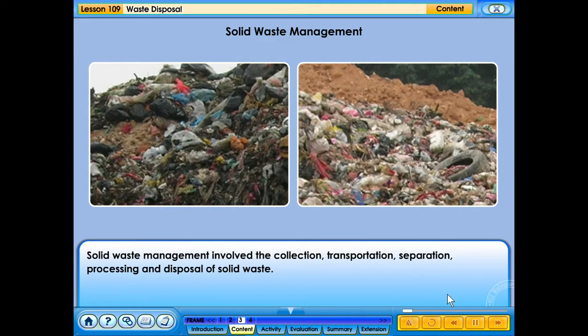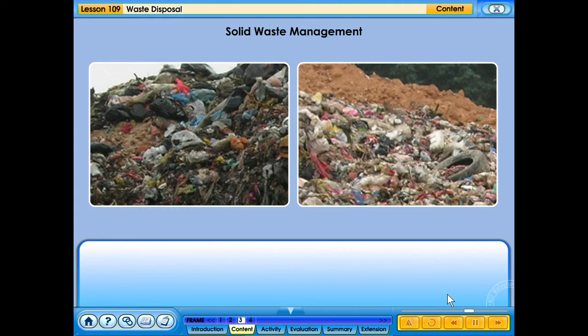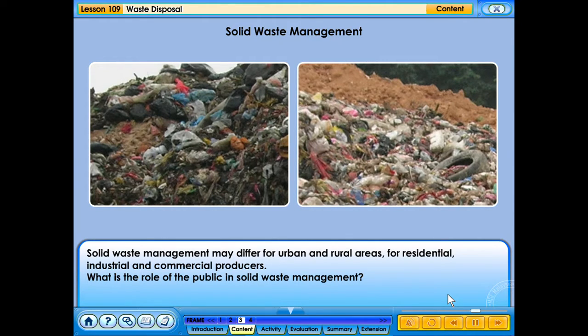Solid waste management involves the collection, transportation, separation, processing, and disposal of solid waste. Solid waste disposal has to be managed carefully in an effort to reduce their effects on human health and the environment. The global issues today are to reduce these effects and to recover resources from them. Solid waste management may differ for urban and rural areas, for residential, industrial, and commercial producers.